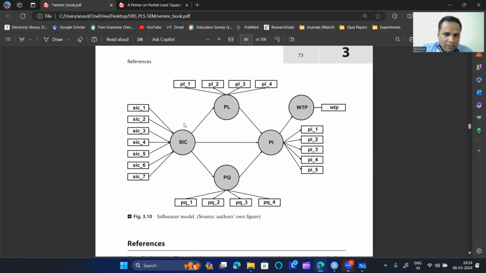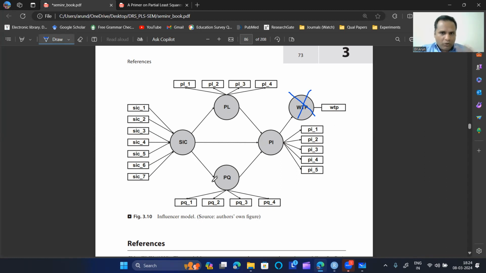So here, this is the model which is given in the book, for which syntax is not given. By the way, the data is there in the seminar package itself. The model you see before you: SIC leads to perceived liking, and SIC also leads to perceived quality, and these lead to purchase intention. Now when I test this model, friends, I will not be taking the construct WTP, willingness to pay, how much you are willing to pay. I'm going to focus on the four constructs, and I'm going to conceptualize it as a parallel mediation.